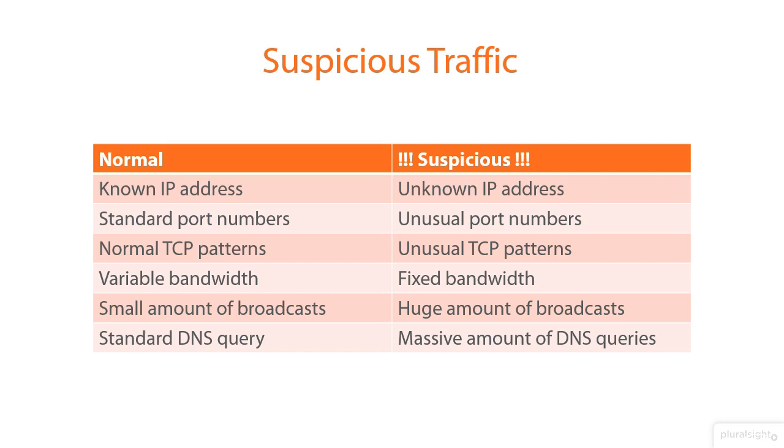Also, a normal TCP pattern would be something like SYN, SYN-ACK, and then ACK, the three-way handshake, that indicates a connection establishment. A suspicious one contains a large amount of SYN packets that go to a single host or come from multiple sources. Also, unusual flag combinations like reset, FIN, URG, and so on.